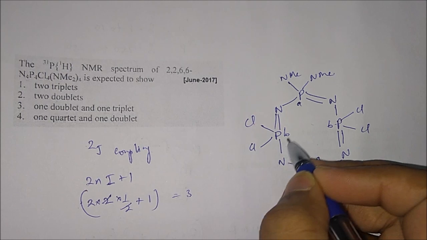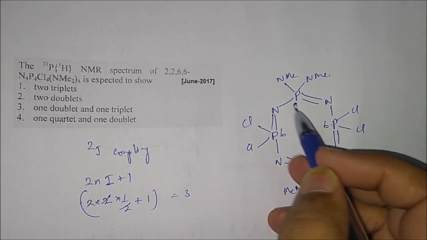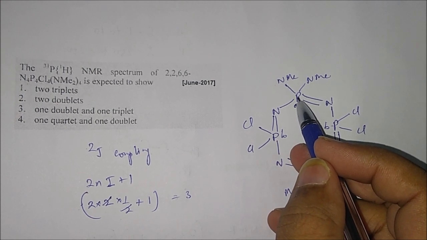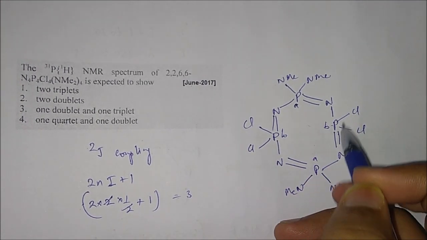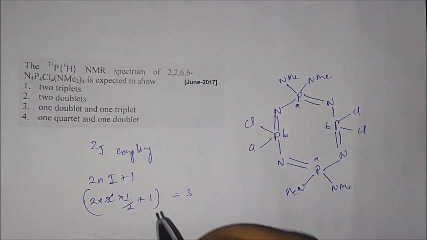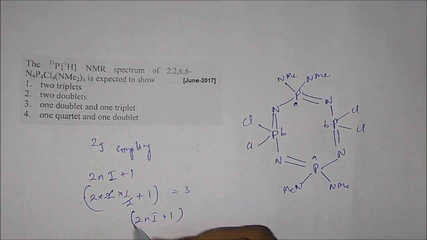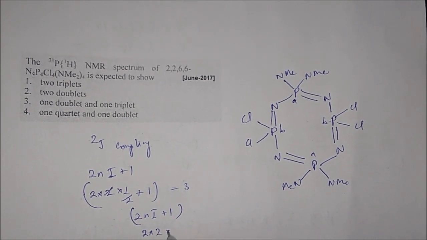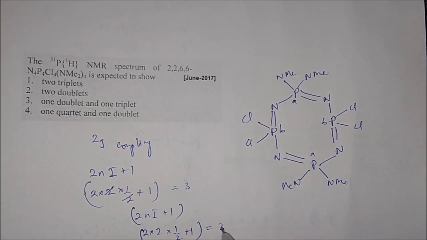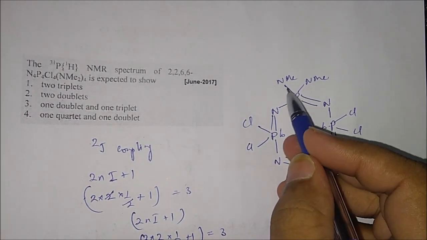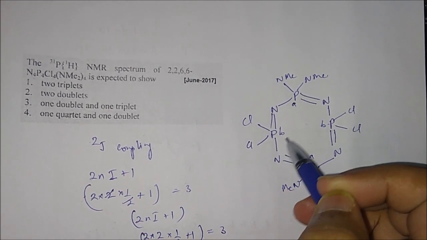So I will get a triplet because of this phosphorus. This phosphorus will show a triplet here. Now again, when I talk about this phosphorus, this will also show 2J coupling because of this phosphorus and because of this phosphorus. So once again I will use the same formula, 2nI plus 1, and if I solve it, it will be 2 into 2 into 1 by 2 plus 1, and I will again get a 3.